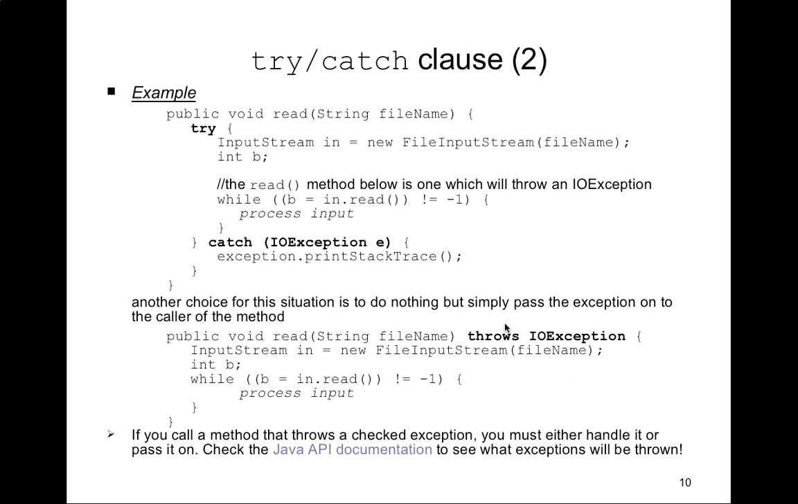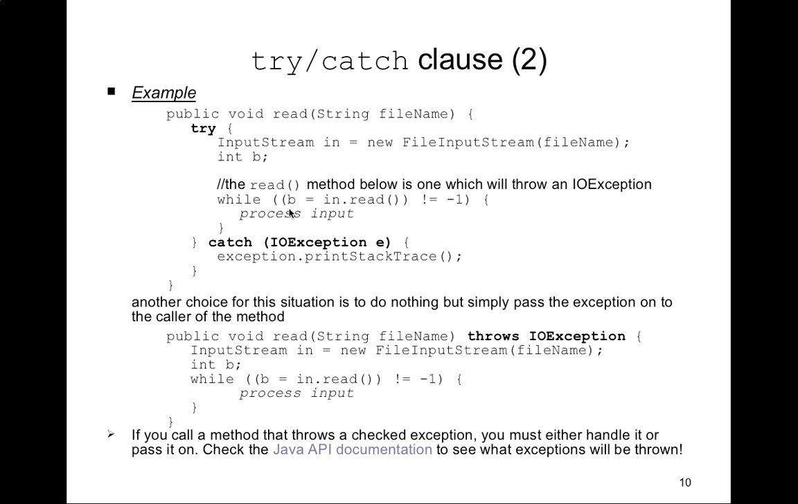So here's an example. Let's see it done from a programmer's perspective. We have public void read. Read is taking in as a parameter a file name, a string. It's going to try, and it's going to create an input stream in, which is equal to a new input stream with the file name. And then it's going to read here. So the read method below is one that will throw an IO exception. This one's going to throw an IO exception.